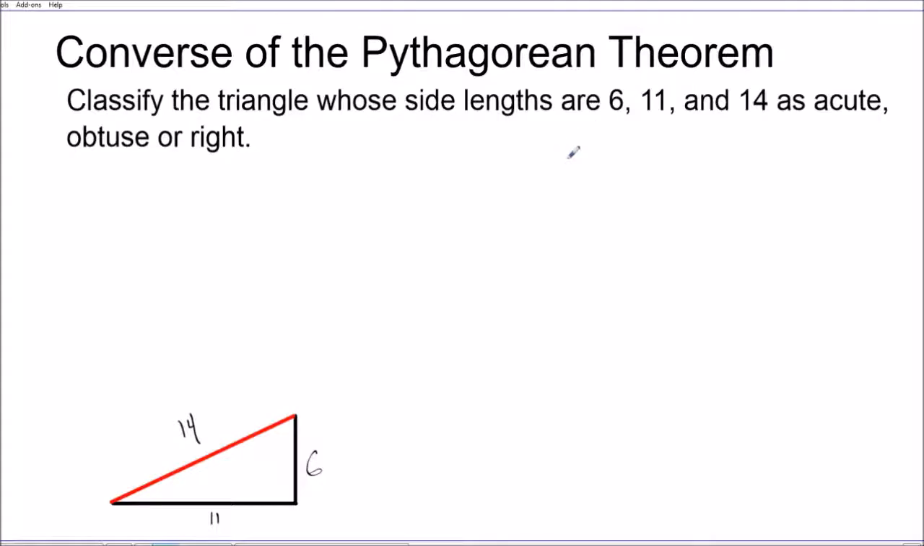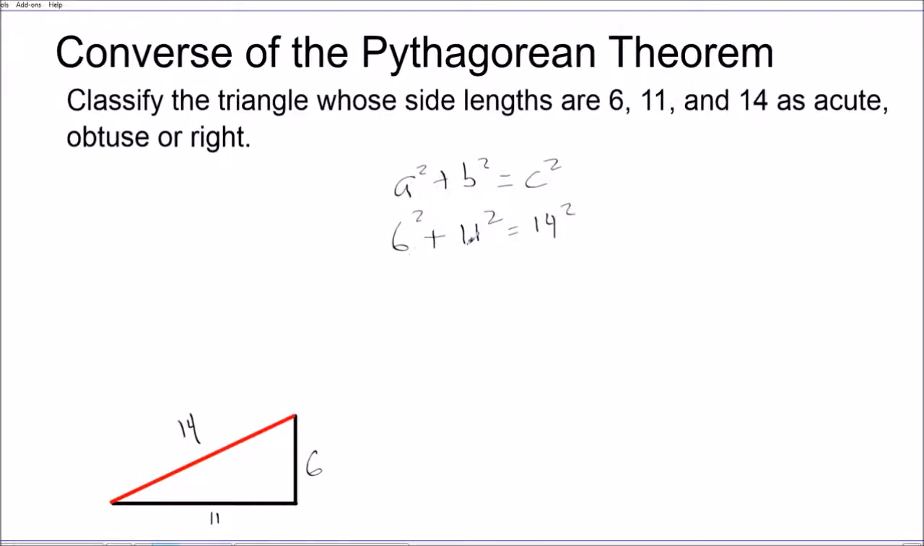Here's what we do. If we were going to do the Pythagorean theorem, we would know that that was a squared plus b squared equals c squared. And so we need to decide what numbers would we pick for each of these spots. So which number would you pick for a? Generally, it makes sense to pick the smallest one. Okay, so 6 squared plus maybe 11 squared equals 14 squared.